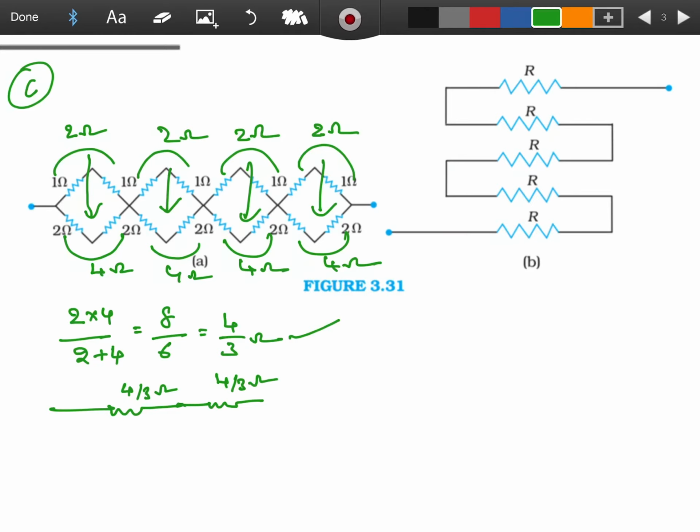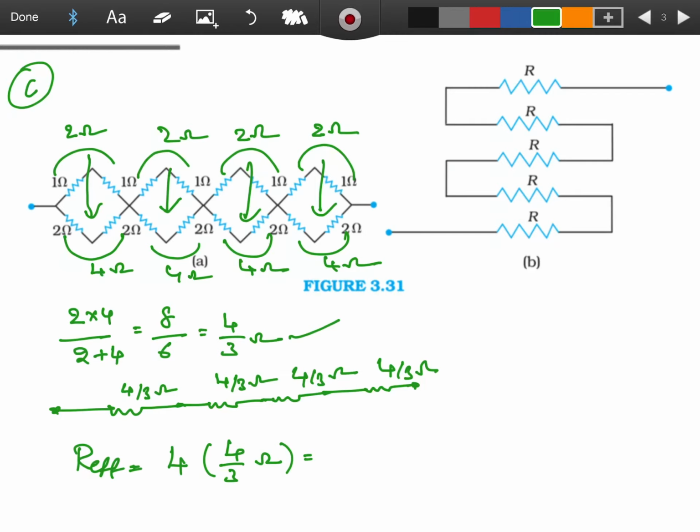4 by 3 ohm. How many times? Total 4 times, 4 by 3 ohm. The effective resistance will be how many times? 1, 2, 3, 4. 4 times 4 by 3. Why? Because 4 by 3 plus 4 by 3 plus 4 by 3 plus 4 by 3, which is 4 times 4 by 3, which is 12 by 3. Sorry, 16 by 3, which is equal to 5.33. Otherwise you can leave it like this.